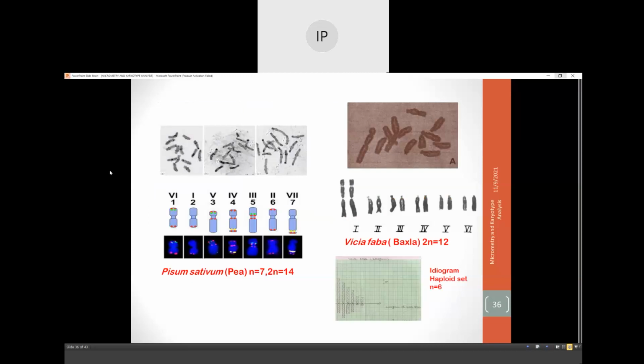Now these are the metaphase plates and karyogram of Pisum sativum. This is the karyogram of Vicia faba, and this is how on graph paper the ideogram can be prepared, taking the graph paper and the largest chromosome on one side and the smallest chromosome on the other side. In this, centromeric position has been fixed. It is the ideogram of the haploid set having n is equal to 6 of Vicia faba.